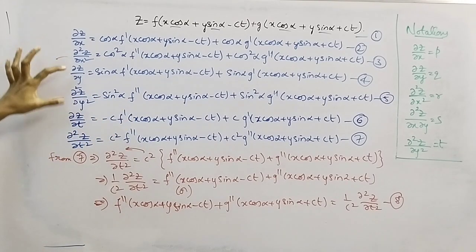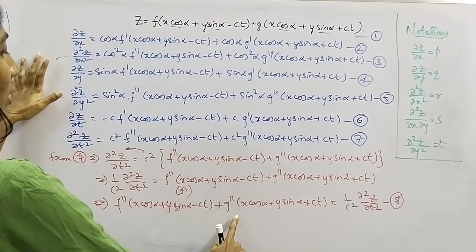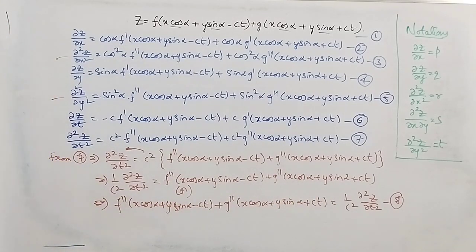If you add these two, we'll get sin square alpha plus cos square alpha of f double dash plus g double dash. We know from the trigonometric identity that sin square theta plus cos square theta equals 1. So from this we'll get dou square z by dou x square plus dou square z by dou y square equal to f double dash plus g double dash. Okay, and that f double dash plus g double dash can be replaced using this. Let's see that also.